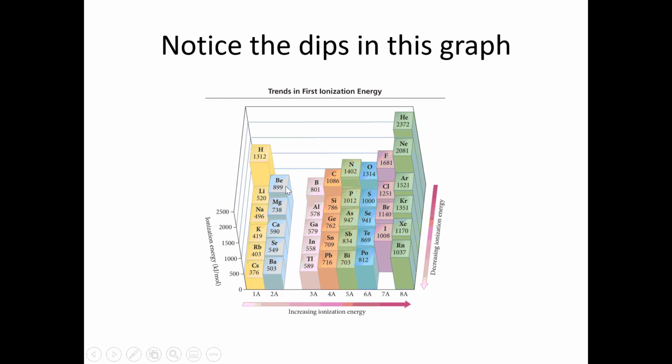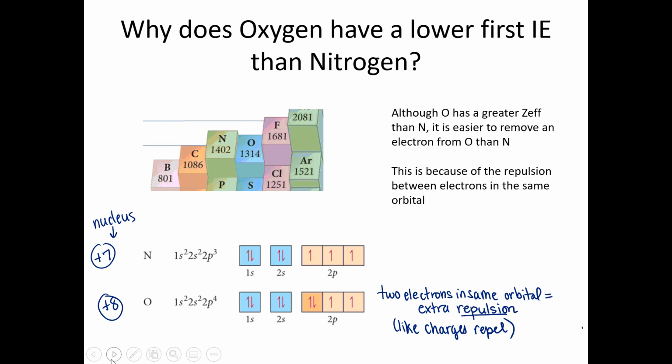You don't have to memorize the dips necessarily or predict them, but you might see a scenario where you're presented with this information and you need to explain why. So why is oxygen's ionization energy a little less than nitrogen's? Let's take a look at that one first. Why does oxygen have a lower first ionization energy than nitrogen?